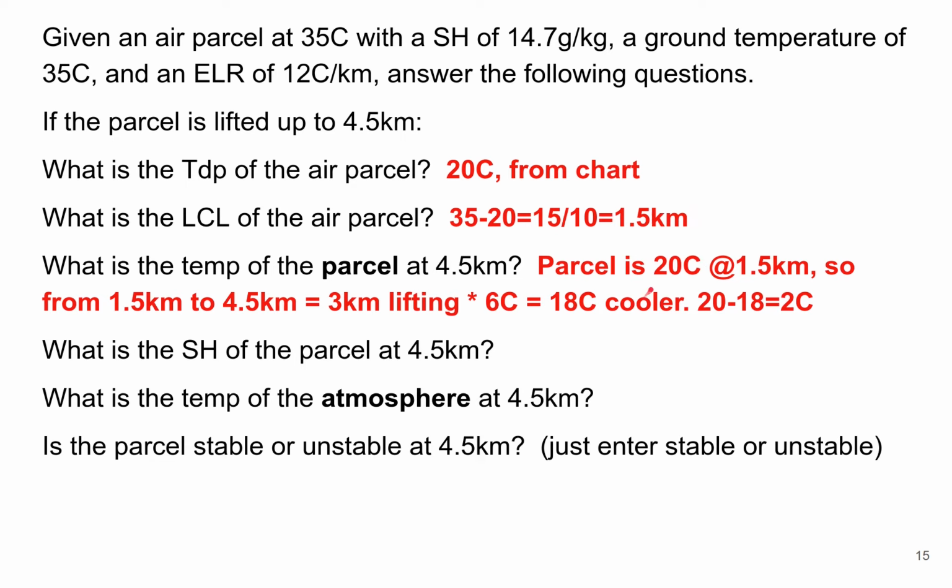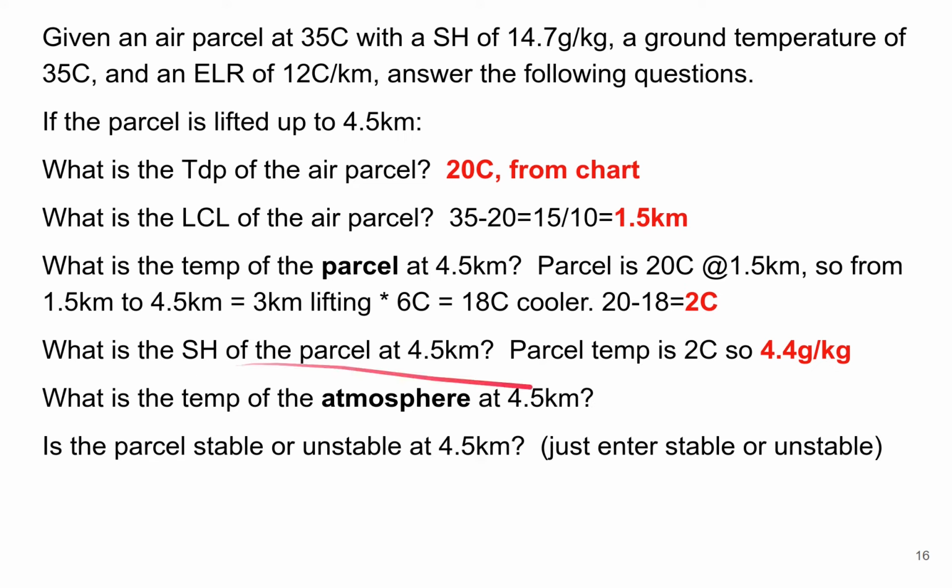So the parcel is 20 degrees at 1.5 kilometers. And it's going to go from 1.5 to 4.5, which is 3 kilometers of lifting, cooling 6 degrees per kilometer. It'll be 18 degrees cooler. It was 20. 20 minus 18 is 2 Celsius. Now we know the temperature of the parcel at 4.5 kilometers. Now we have to look up the specific humidity of the parcel. So the parcel temp is 2 Celsius, so the specific humidity is 4.4 grams of water per kilogram.